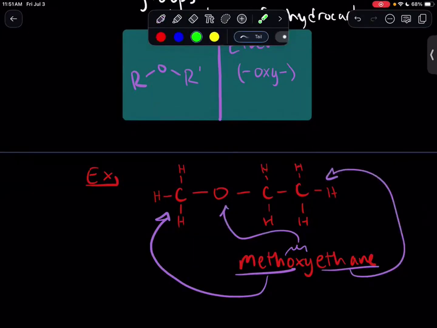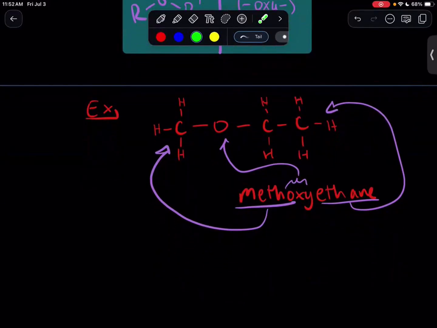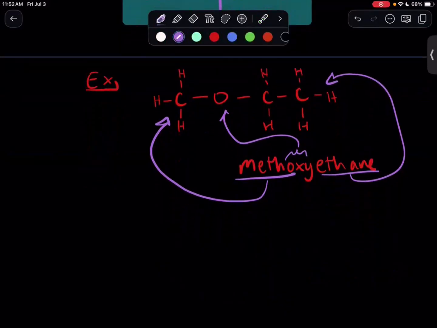Now, of course, if this had a double bond, this might be methoxyethene. If it was a triple bond, it would be methoxyethyne. So that's how we can start applying different groups coming together. We just modify the word of what we're using or the name.